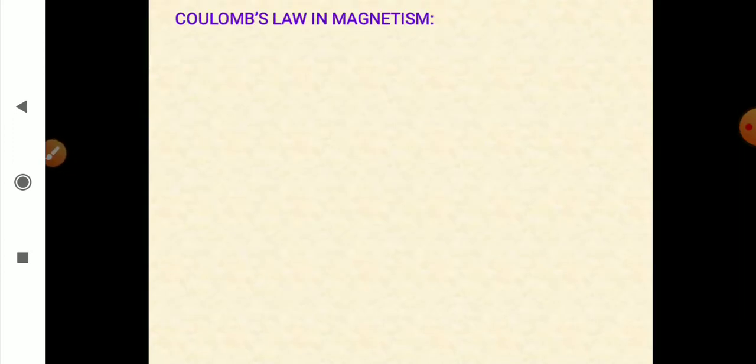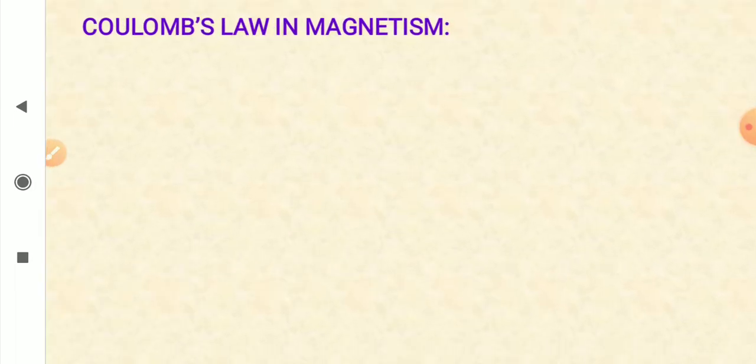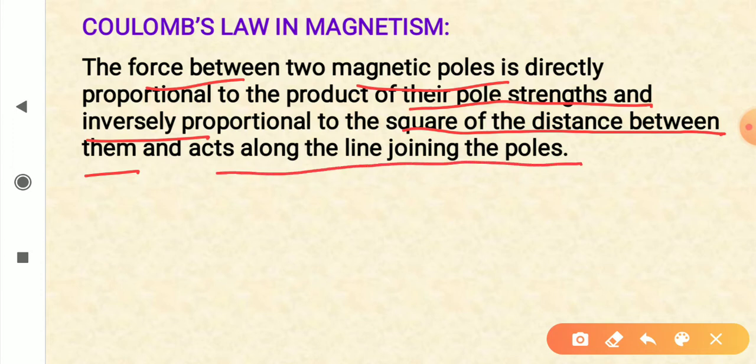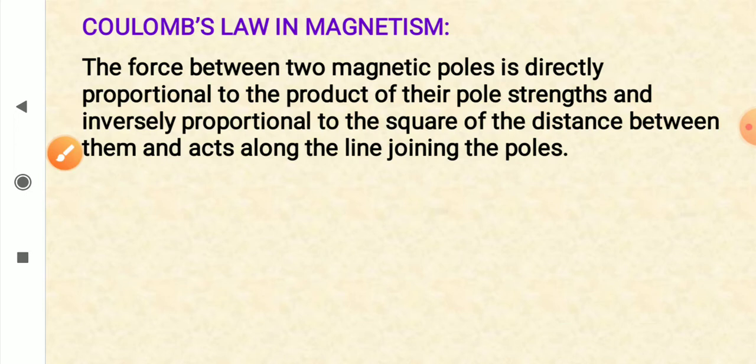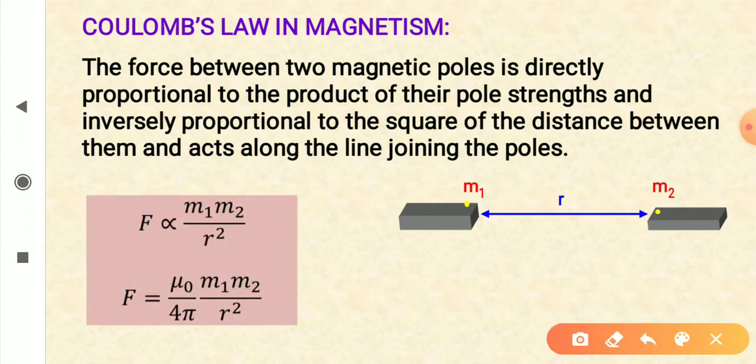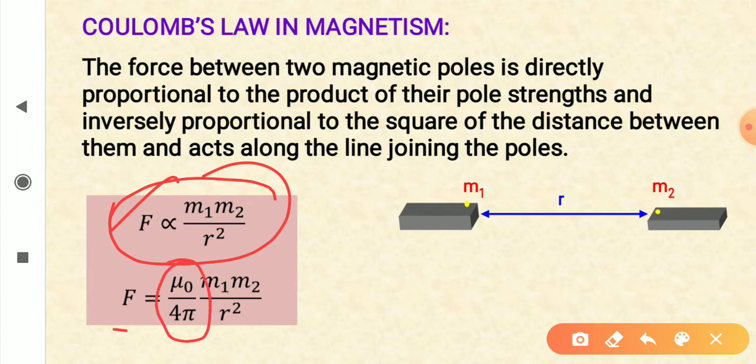So now let us talk about Coulomb's law in magnetism. And here, the force between two magnetic poles is directly proportional to product of their pole strengths and inversely proportional to square of the distance between them and acts along the line joining the poles. So it is similar to Coulomb's law in electrostatics. We have two poles with pole strength M1, M2. Separation between them is R, and the magnetic force between them is proportional to M1, M2 upon R square. And when you put equality sign, the constant is mu naught upon 4 pi, M1, M2 upon R square.